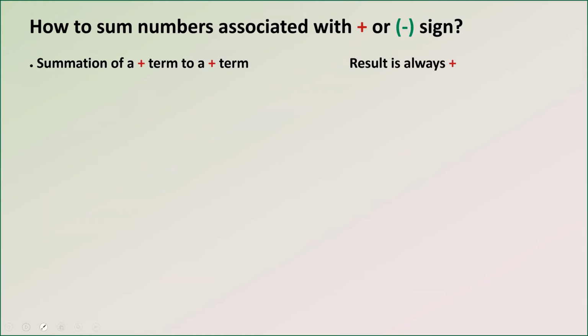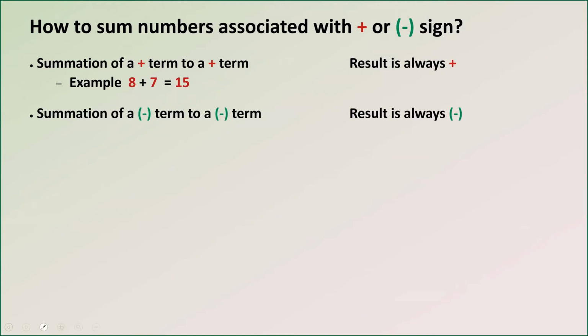In case I'm adding a positive term to another positive term, the result is always a positive term. For example, if we look at 8 plus 7, the answer is 15. All of them are positive terms.